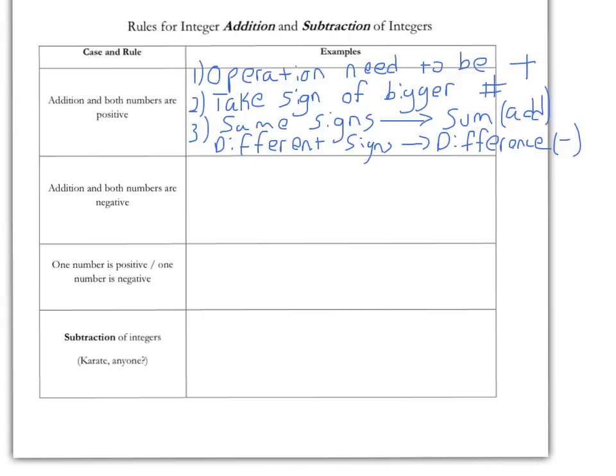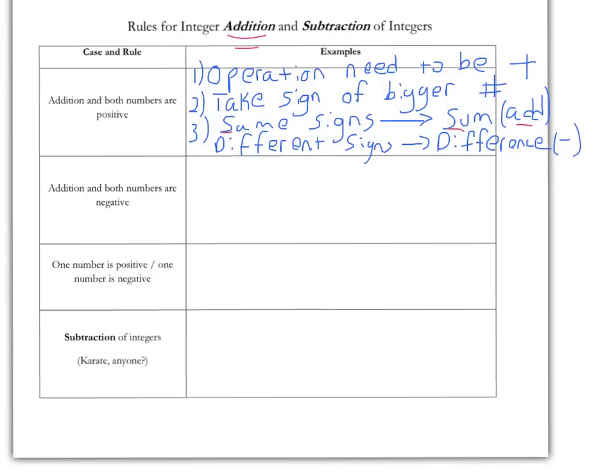First of all, whenever we're adding or subtracting, we always want to work with addition. If it's subtraction, we're going to change it to addition. Once we have addition, how do we determine the sign of the answer? We are going to take the sign of the bigger number. Once we've taken the sign, then we can either add or subtract the numbers. Again, we're going to go over some examples, but if the signs are the same, we're going to find the sum, which means to add them.